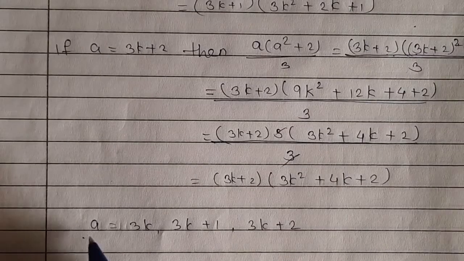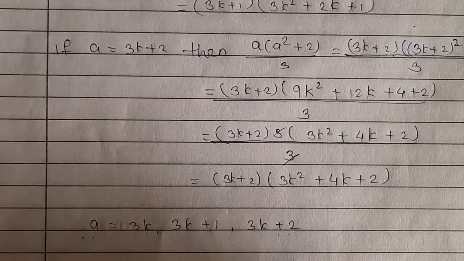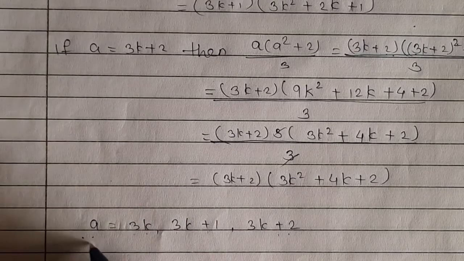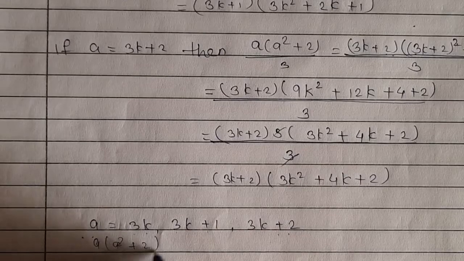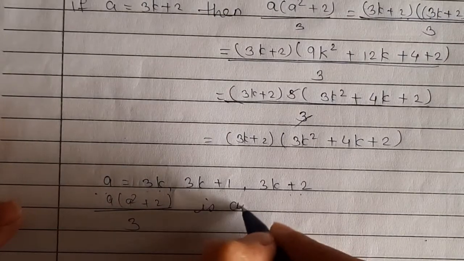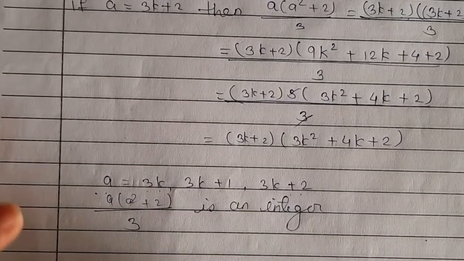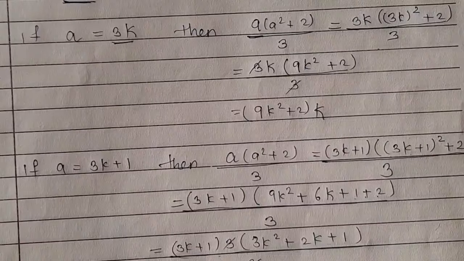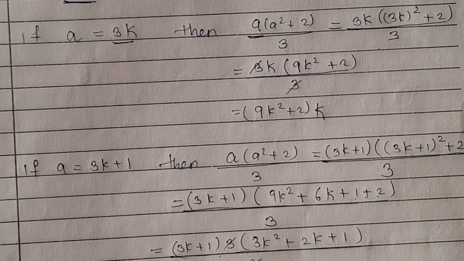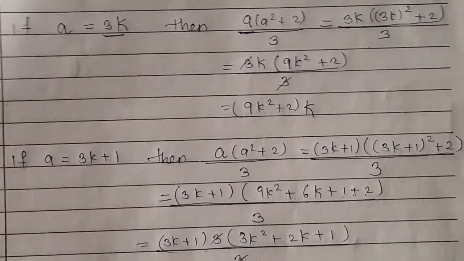By putting the values a equal to 3k, 3k plus 1 and 3k plus 2, we get that a into a square plus 2 upon 3 is an integer. So that's what we had to prove. So guys, we solved two examples in this video. I gave you one example which you can solve by yourself.